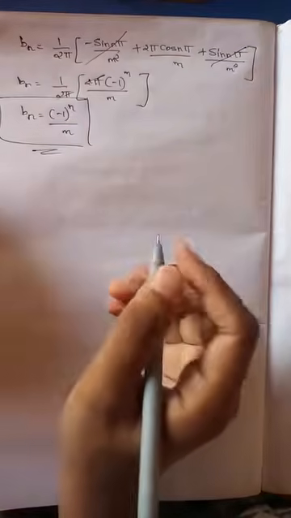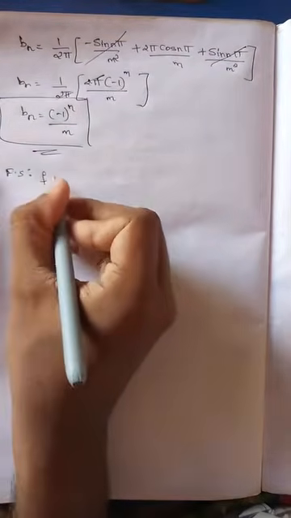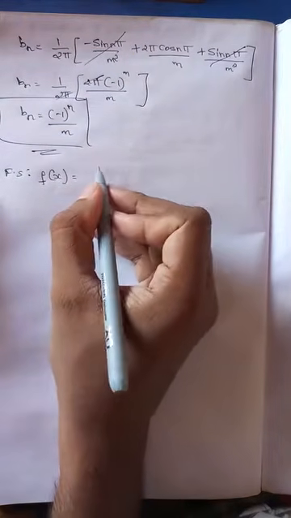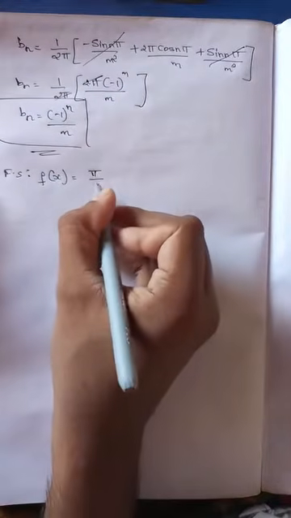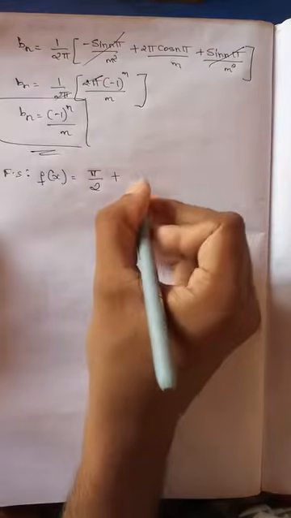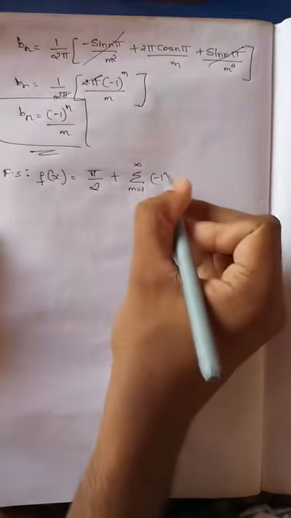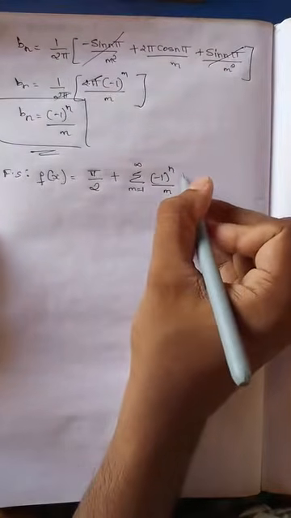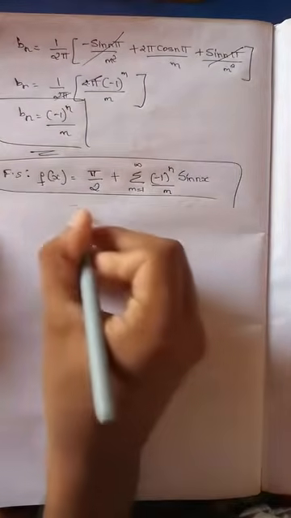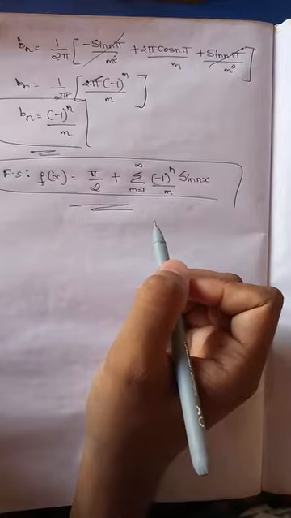So now let's write the Fourier series. F of x equal to a0 by 2. So the value of a0 is pi, so pi by 2 plus an is 0, so we can neglect that term. We'll directly come to bn, summation of n equal to 1 to infinity minus 1 to the power n by n sin nx. So this is the required Fourier series for this question. We'll get to the next one.